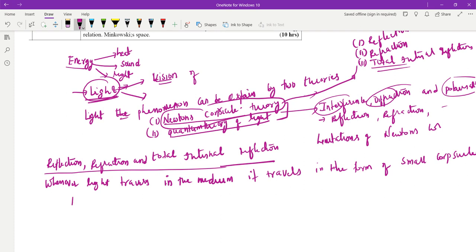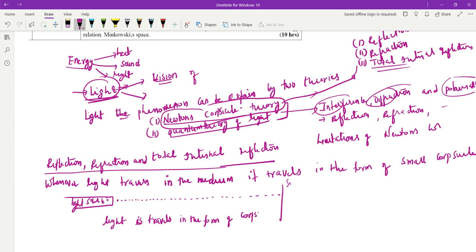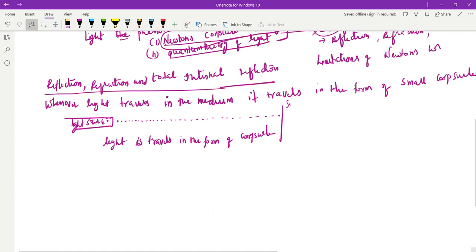Suppose this is a light source and here is the screen. The light from the source has to pass from here to here, and the light goes in the form of small corpuscles, like small grains. So light goes like this. I can say that light travels in the form of corpuscles. This is Newton's corpuscle theory. Light travels only in straight lines.